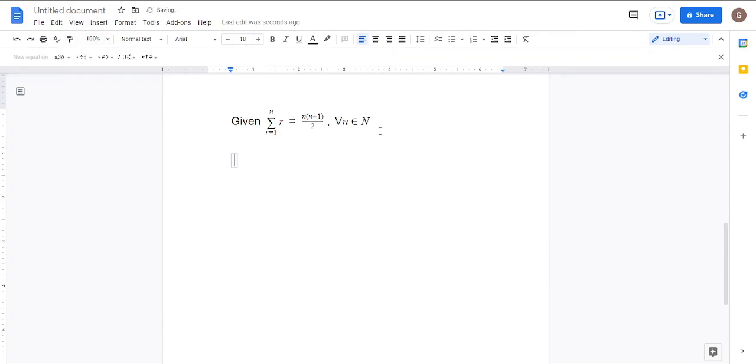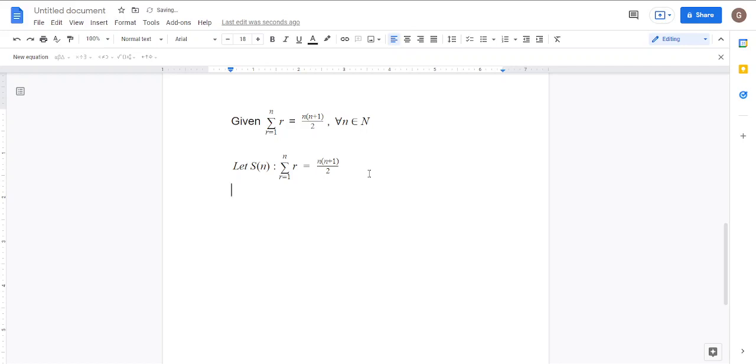So I'll say let S of n be all this. Okay, this is what we're proving. So let S of n, which is the sum of r from 1 to n of r, equal n times n plus 1 all over 2. So this is what we have to prove. Okay, so that's the first step.